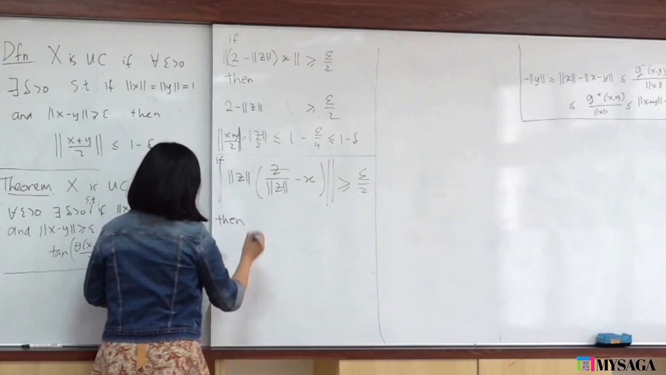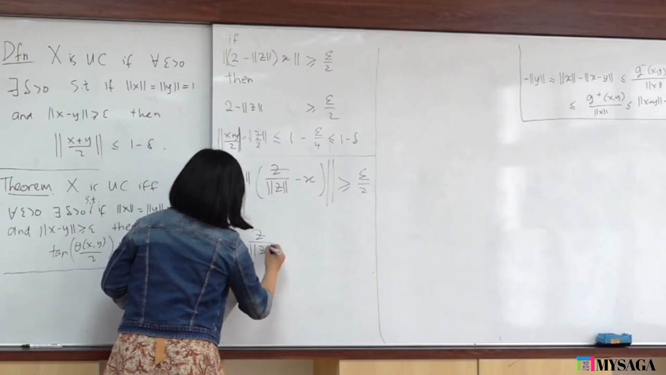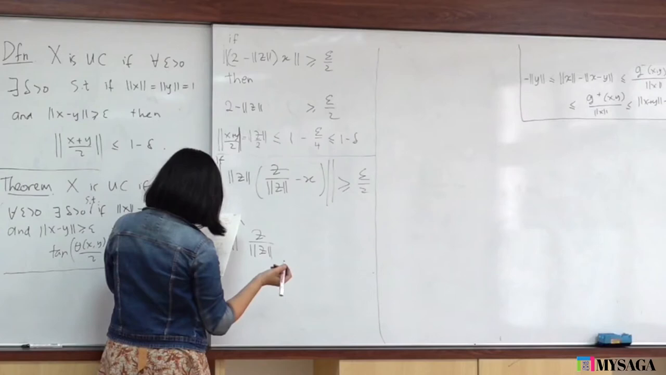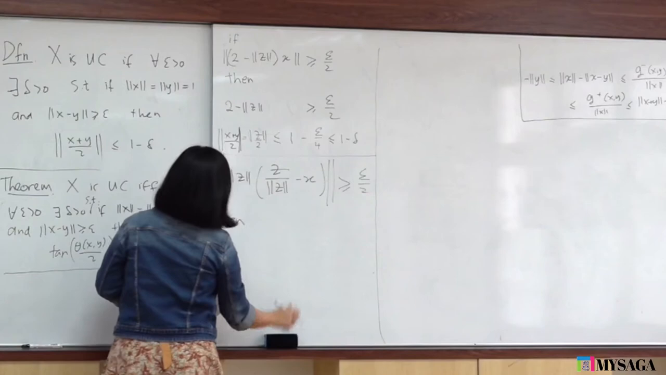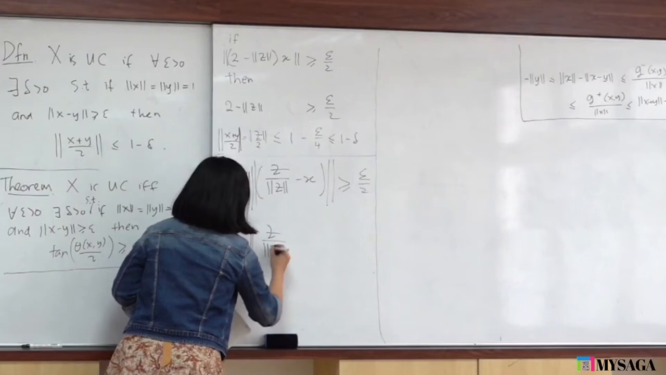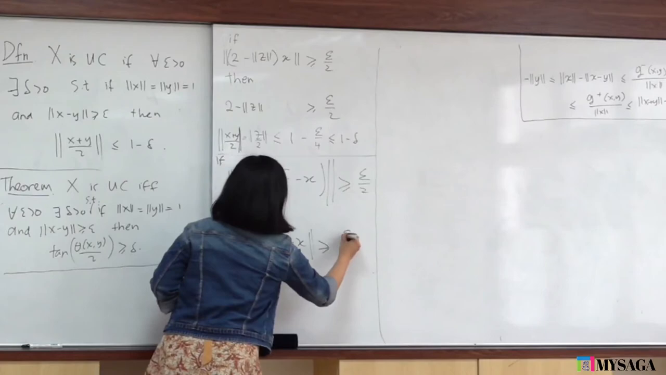We have z divided by norm of z. Wait, I'm making this just z, I think. Oh no, that's not what I want. I do want the z out. That's what I want. I'm sorry. Okay, so I have norm of z divided by norm of z minus x, greater or equal to epsilon over 2z.